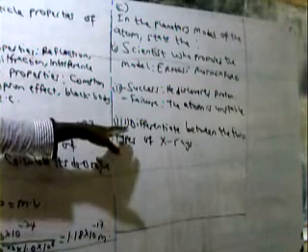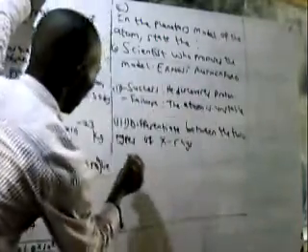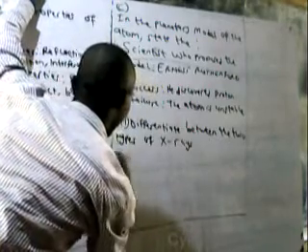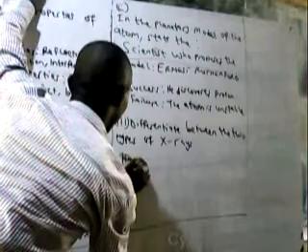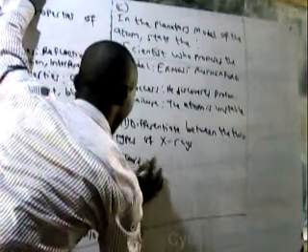Now we have question C3. Differentiate between the two types of X-rays. Now, the two types of X-rays we have: hard X-rays.